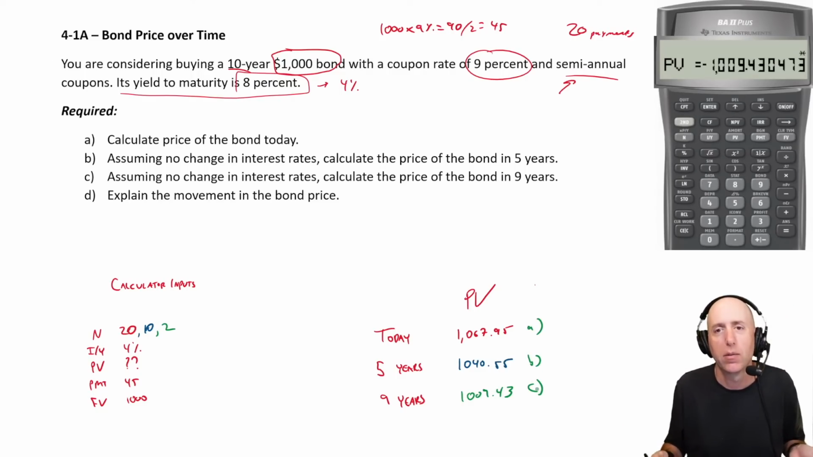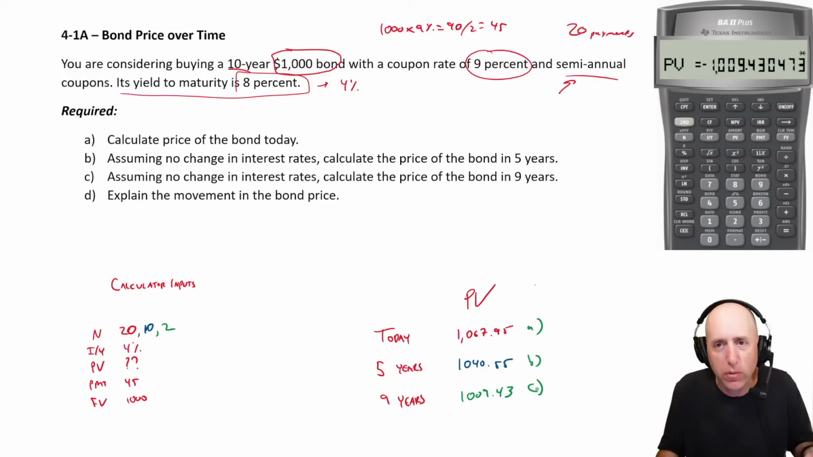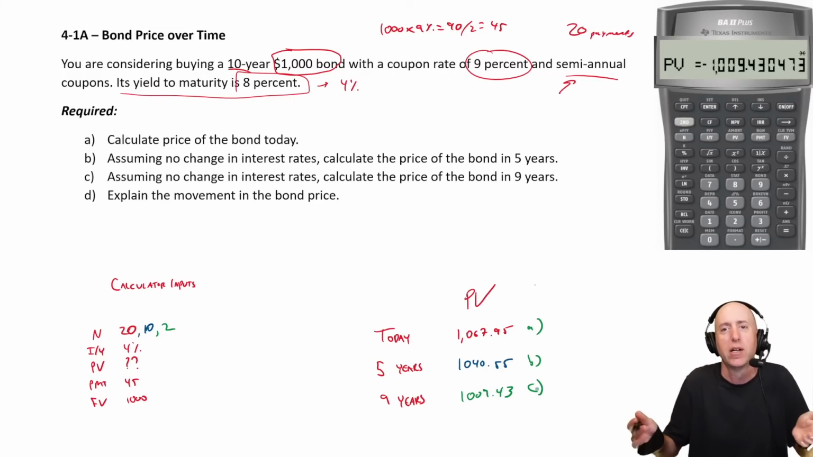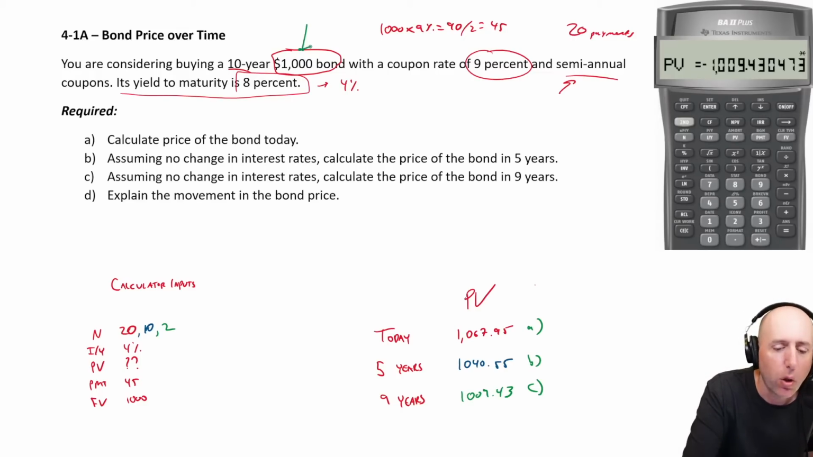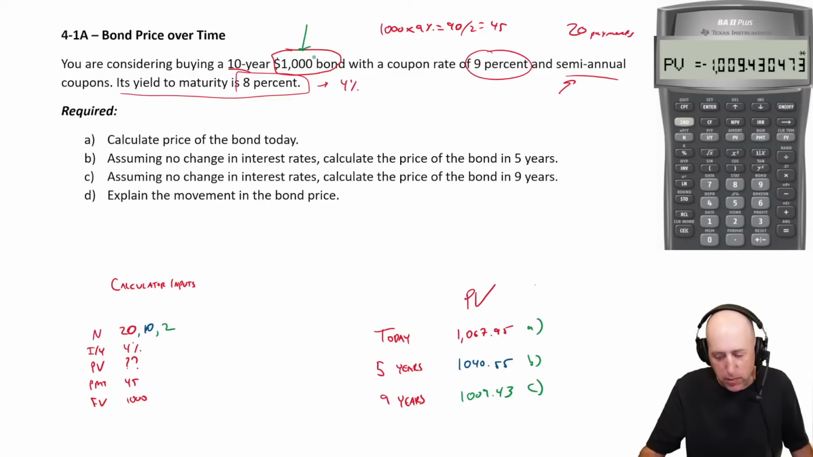We expect bonds over time, as they get closer and closer to the maturity date, in other words, as they're getting closer and closer to the day they have to pay back, the value gets closer and closer to the face value. Any discount or premium, as we have a premium here, shrinks, right? The premium was $67 today, $40 5 years from now, and $9 9 years from now.